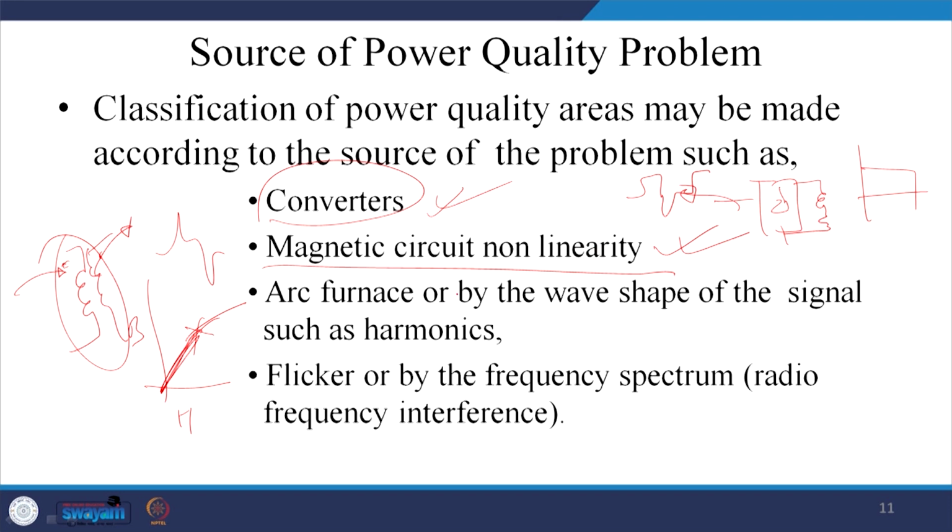Thereafter, arc furnace, classified by wave shape of the signals such as harmonics. An arc furnace also will have the same problem. Flicker, we shall define all those entities by frequency spectrum. Radio frequency interference: it is above the audio frequency, and this will cause many problems in the communication network.